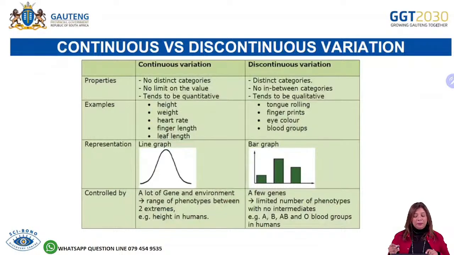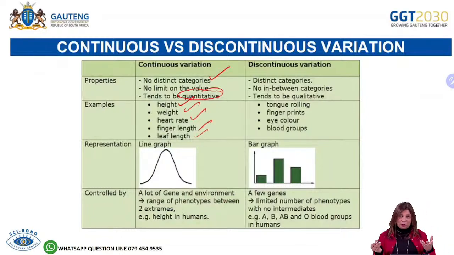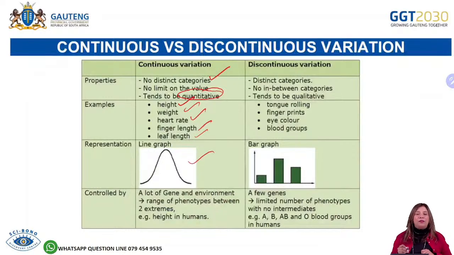So when we ask continuous variation, we know that there's no distinct categories, and we know that it's quantitative. It's usually got to do with numbers. Remember shoe size, remember height and all of that? Height, weight, heart rate, finger length, leaf length. It doesn't only apply to humans, it applies to plants as well. And then most of the time they will ask you this in the form of a graph, because a graph is quantitative. It's got to do with values. And it's controlled by the gene and the environment, a range of phenotypes.